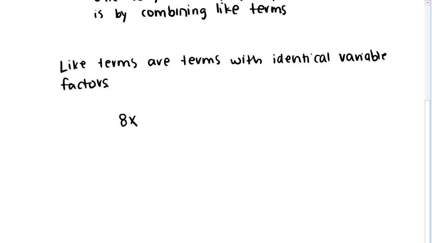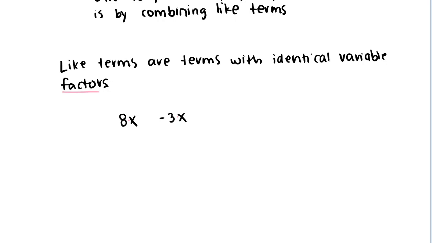So here, if I have something like 8x and negative 3x. This word factors, if you don't remember what it means, just means when you're multiplying two things or three things or so on, what are those things being multiplied? What's being multiplied together here is 8 and x in the first example, and negative 3 and x in the second example. So we might call 8 a factor of the term on the left, and x a factor of that term on the left. Or we might say negative 3 is a factor of the term on the right, and x is a factor of the term on the right.